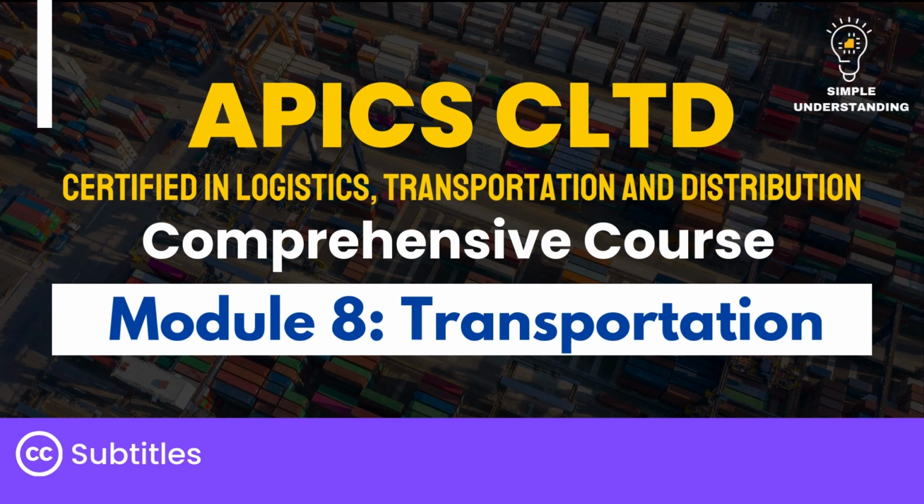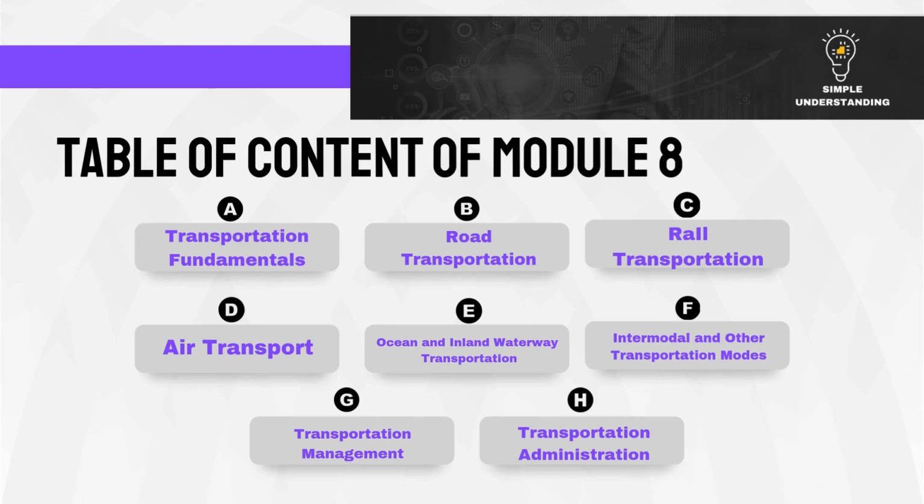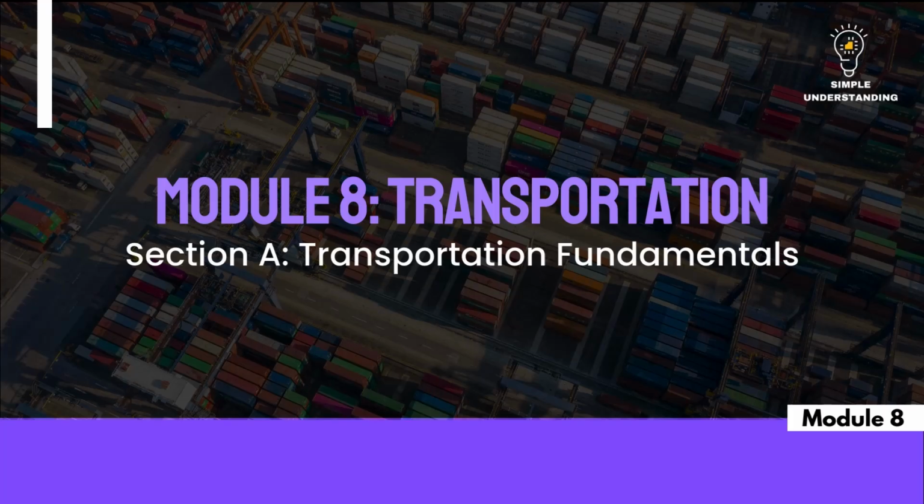Module 8, Transportation, which consists of 8 different sections, which are Section A, Transportation Fundamentals. Section B, Road Transportation. Section C, Rail Transportation. Section D, Air Transport. Section E, Ocean and Inland Waterway Transportation. Section F, Intermodal and Other Transportation Modes. Section G, Transportation Management. Section H, Transportation Administration. Let's begin with Section A, Transportation Fundamentals.